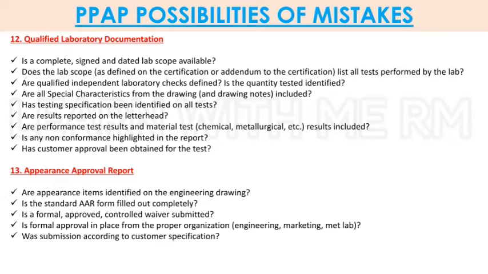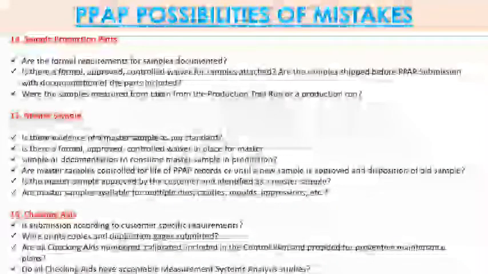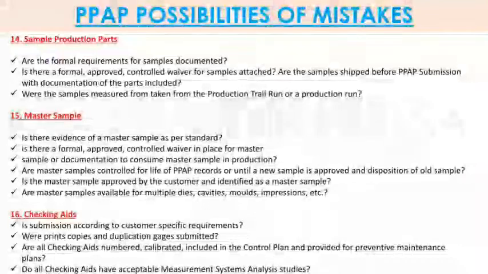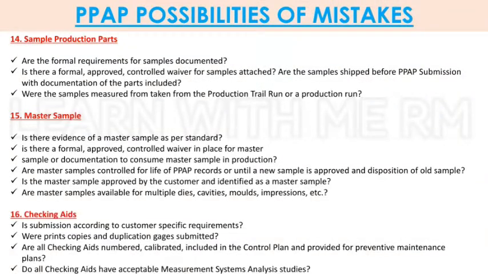13. Appearance approval report. Are appearance items identified on the engineering drawing? Is the standard R form filled out completely? Is a formal, approved, controlled waiver submitted? Is formal approval in place from the proper organization, engineering, marketing, Met Lab? Was submission according to customer specification?